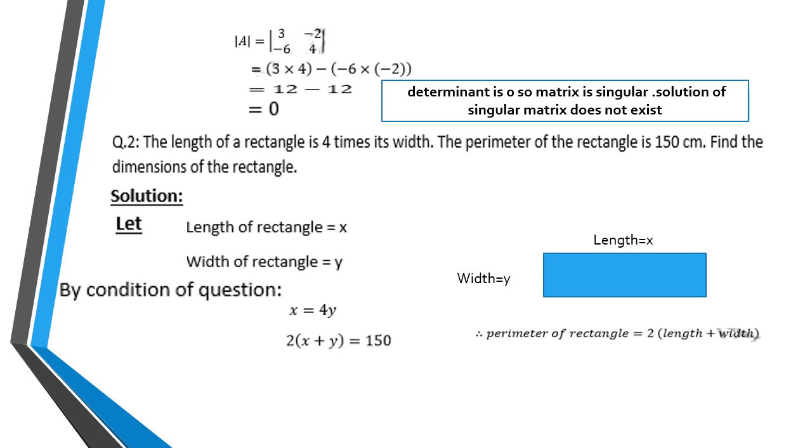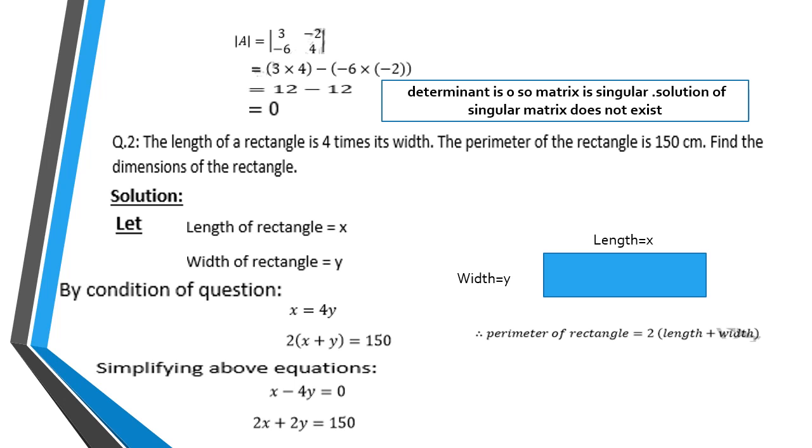Now the second condition is the perimeter of the rectangle is 150 cm. So the perimeter is 2 into (length plus width), 2 into (x plus y) is equal to 150 cm. Simplify the above equations. Now the first equation is x is equal to 4y. On the right hand side, 4y has the positive sign. When it moves to the left hand side it becomes minus 4y. The first equation is x minus 4y is equal to 0.